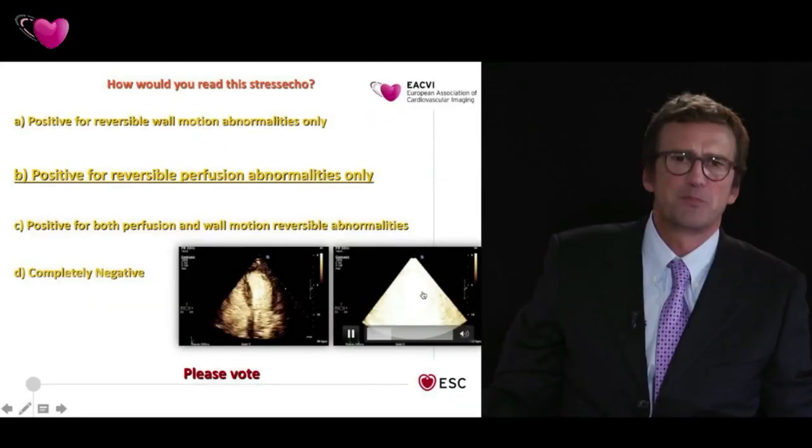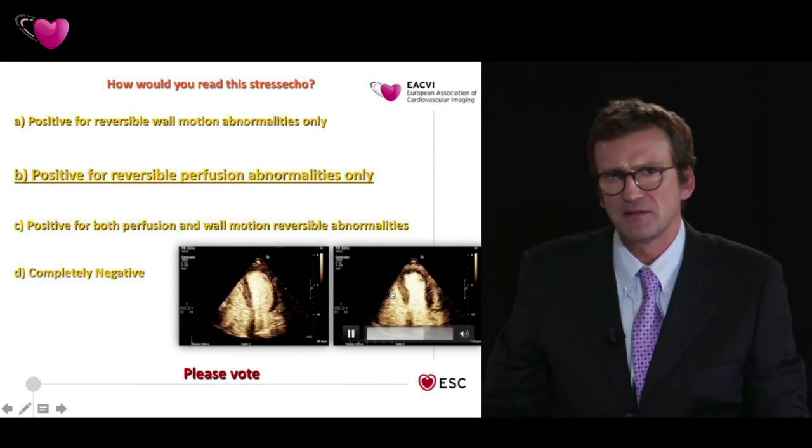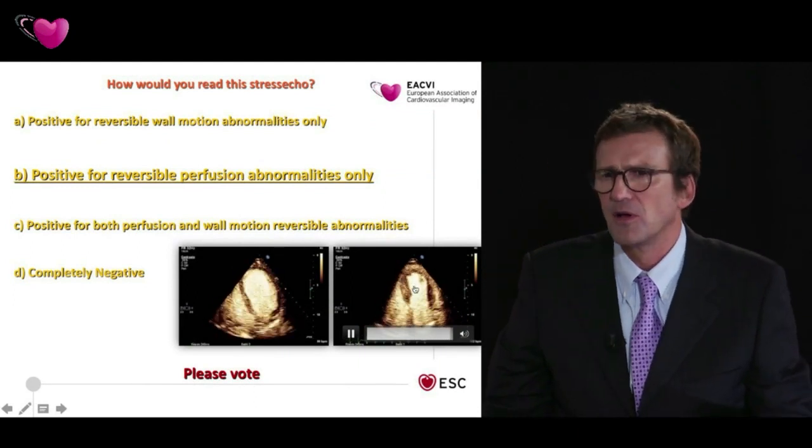And I tend to agree actually with some of those who said there's wall motion abnormality, because if you look at it, you're right. The standard answer was that there was only a perfusion defect, but as Roxy can say, and Bharati also, the mid-wall is lagging behind.